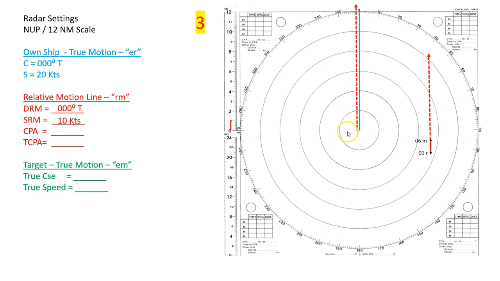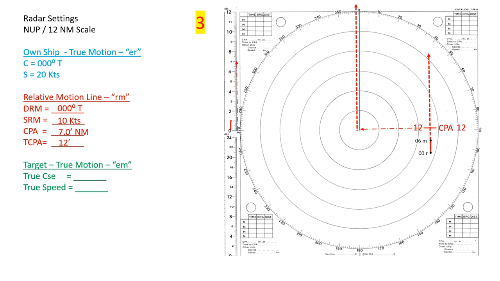Now, what's the CPA? CPA is going to be a line that is perpendicular to my relative motion line that goes through the center. So that's right there. And that, again, is going to be 7 miles, which you can see as I bring it over here to my scale. All right, and what's the TCPA? So I'm going to walk my distance now. That was 6 minutes, so I walk it again. Looks to me like the time of the CPA is going to be about 12 minutes.